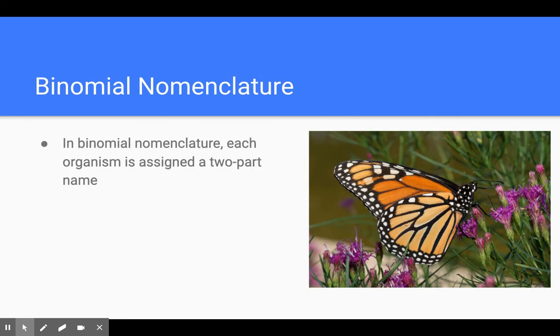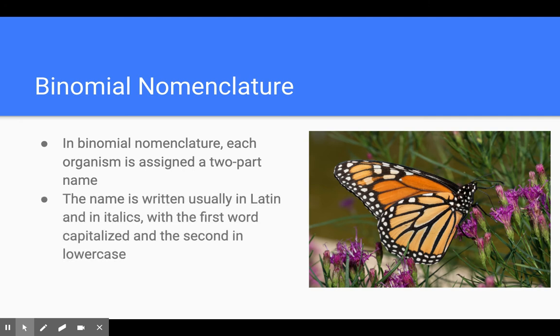So again, binomial nomenclature, organisms are assigned a two-part name. That name is written usually in Latin and in italics, with the first word capitalized and the second in lowercase. So here's an example for the monarch butterfly. This is Latin. It's in italics. The first word is capitalized. The first letter in the first word, I guess I should say, is capitalized. And all of the letters in the second word are lowercase.